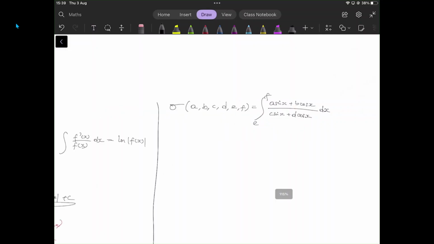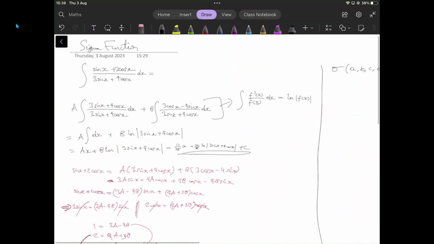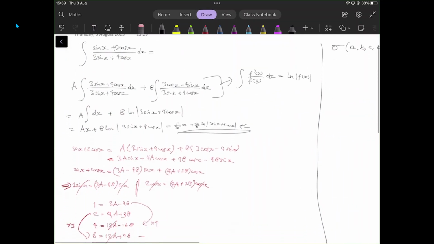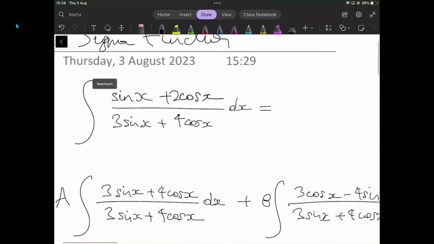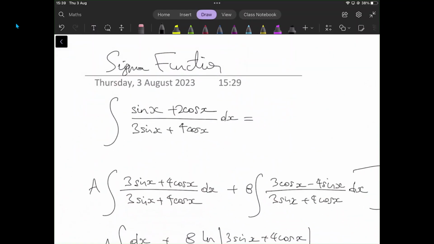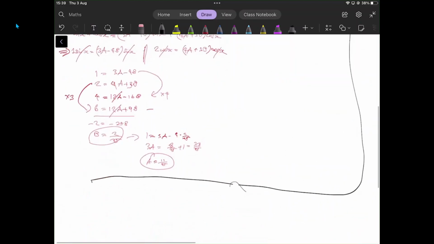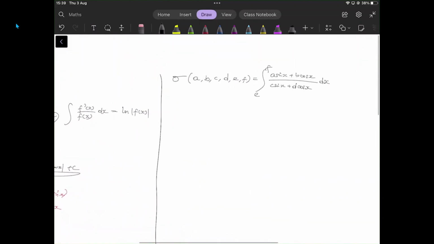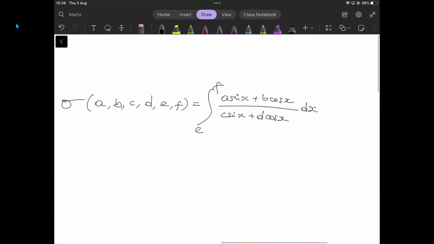Now, using the method that Steve over at Black Pen Red Pen gave us to compute a specific case where a is equal to 1, b is 2, c is 3, and d is 4, and e and f just don't exist because it's an indefinite integral. Now we have to generalize it using that method. So let's see what we get.